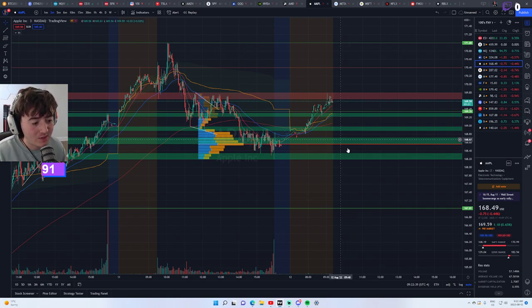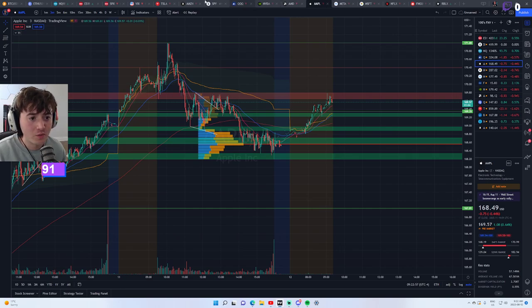Okay, so I will take this into account. And today, if price action dips down to 168.57, I'll take a long position. It's just that easy. And if it breaks out of this, I'll wait for it to come back down, retest, and then I'll take a long position. Okay.